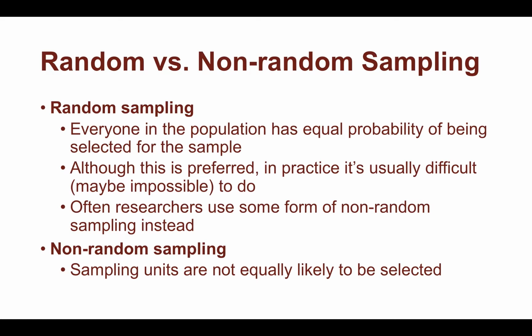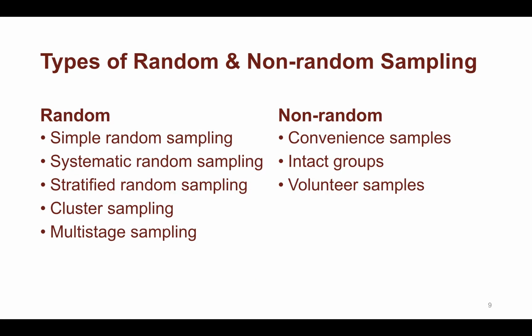So often researchers will use some form of non-random sampling instead. Non-random sampling is simply defined as not everyone in the population is equally likely to be selected. Here you see listed some specific types of random sampling and non-random sampling. And in the next few slides, I'll talk about random sampling. So for now, I'll cover non-random sampling.